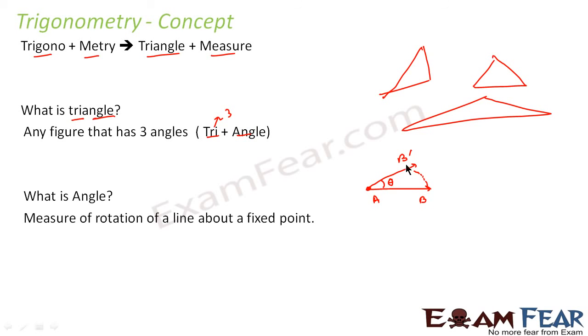So here we have rotated B dash to this much, so we can call it theta dash. Let's suppose we rotate this B further to get this point. I'll call it B double dash. So this point will be theta double dash. So what is angle? Angle is nothing but rotation of a line about a fixed point.